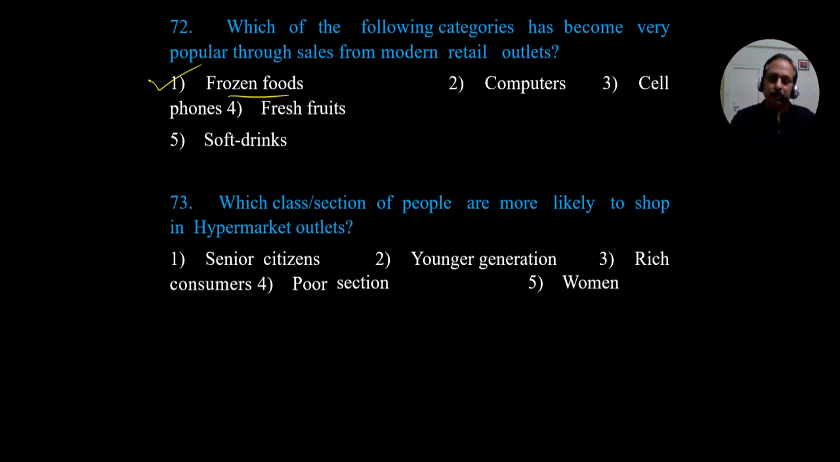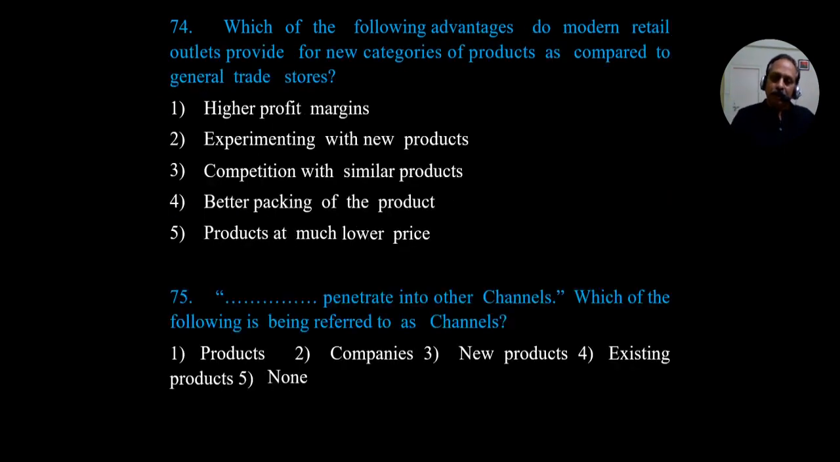Which class, section of people are more likely to shop in hypermarket? Supermarket, above that hypermarket. Obviously rich and the celebrities. Senior citizens, no. Younger generation, no. Rich consumers, obviously. Poor section ruled out. Women ruled out. The hypermarkets are for rich consumers, the rich people. Even for this, you don't have to read the passage.